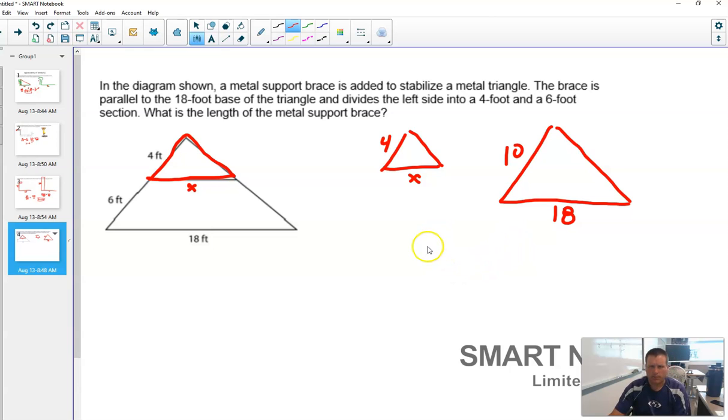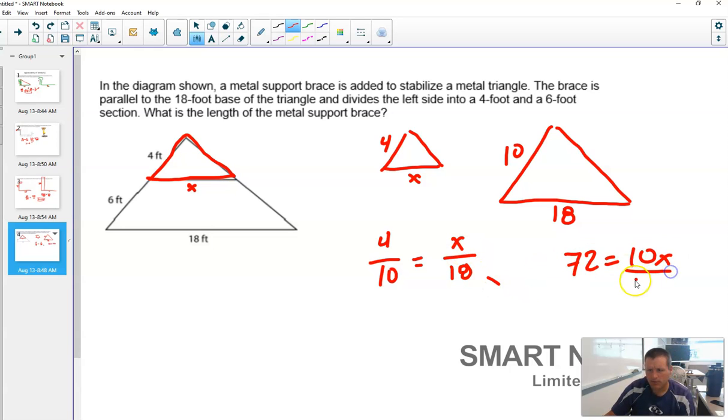So we're just going to set up our proportion. Again, I'm just going to go 4 over 10, and then that's got to equal x over 18. I just went 4 to 10, x to 18. Make sure you go from one object to the other. Then I'm just going to cross multiply. So 4 times 18, and then I'm going to divide that by 10 when I'm done. 4 times 18 is 72. And again, that gives me 10x, but then I'm going to divide this by 10. And so I get 7.2 is what x is.